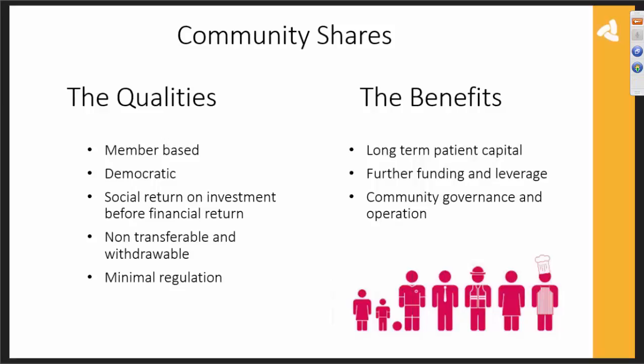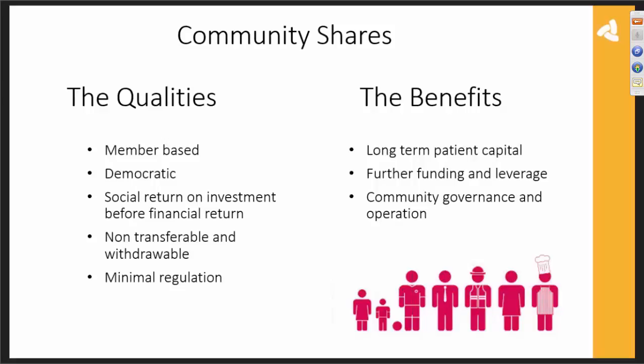To talk a little bit about the nitty-gritty stuff, we talk about this as non-transferable and withdrawable. What we mean by that is you can't sell your shares on to anybody else. So you can't buy a share for £10 and then sell it on to your neighbour for £20. They will always remain the price that you bought them for. They're never going to go up in value.